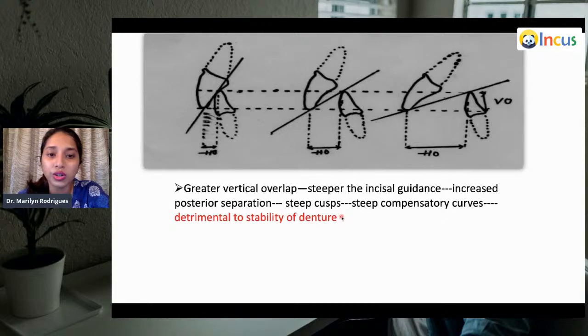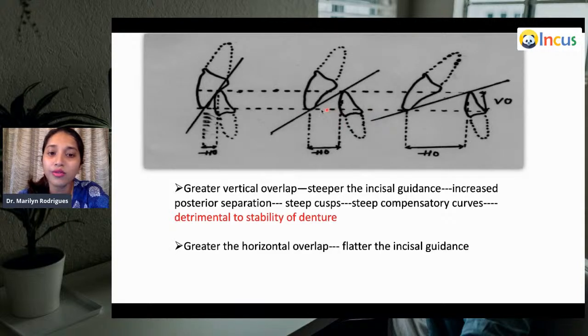Now in the second picture, there is a greater horizontal overlap. Now if there is a greater horizontal overlap, what happens? There is a flatter incisal guidance, and that is what we want. The flatter the incisal guidance, the better is our stability, or better are the results in our complete denture, basically.